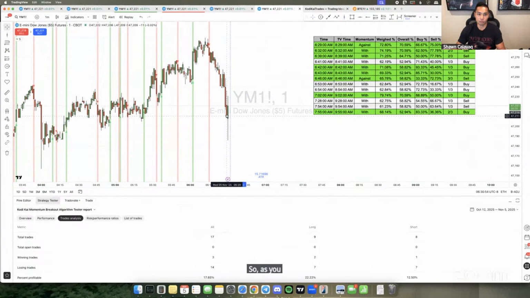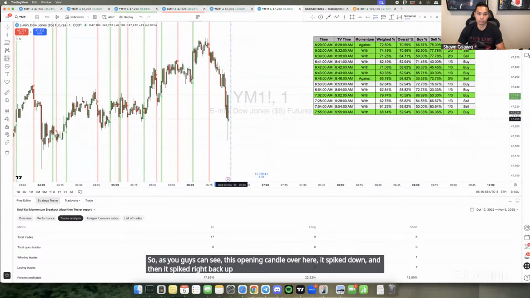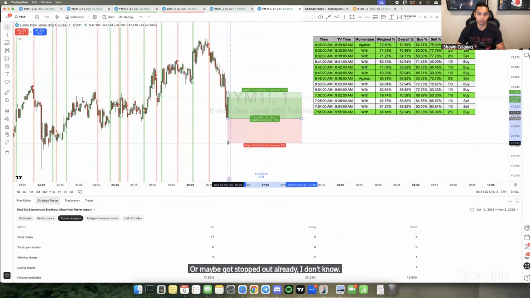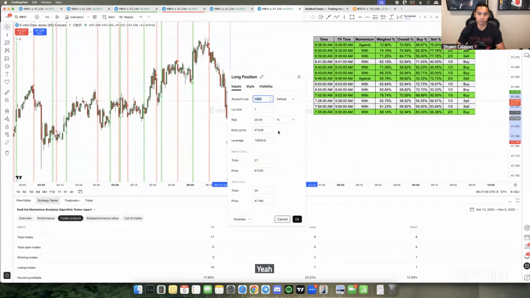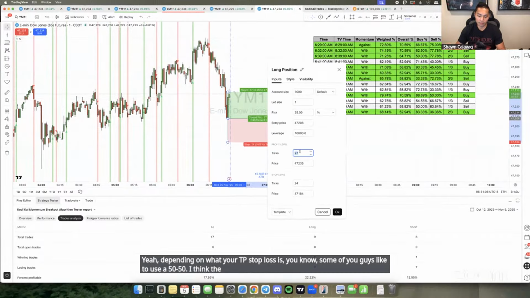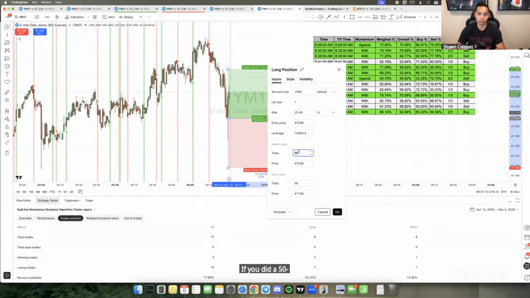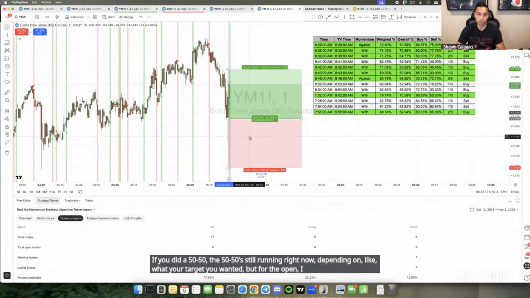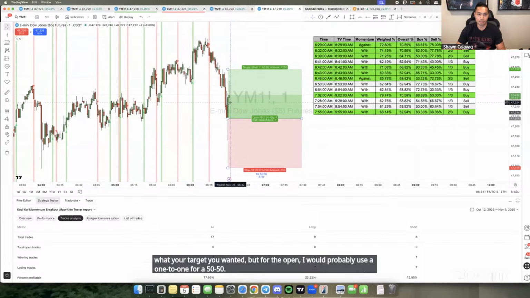So as you guys can see, this opening candle over here, it spiked down and then it spiked right back up. So I think the trade is still technically running, or maybe got stopped out already. I don't know. Depending on what your TP stop loss is, some of you guys like to use a 50-50. I think the 40-80 is just a little too tight. If you did a 50-50, the 50-50 is still running right now, depending on what target you wanted.